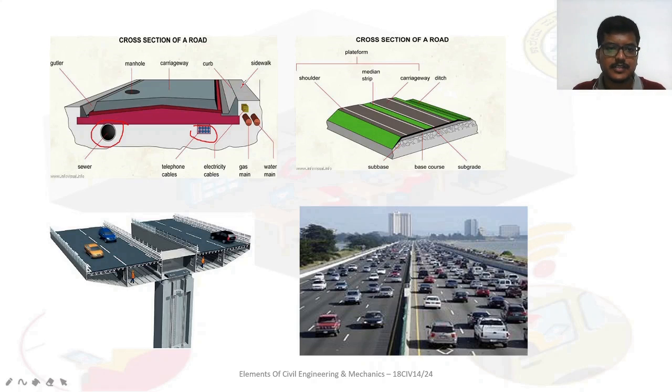This is the sidewalk, this is called the curb. The carriageway is the one where the vehicles move. Where any sewer is there, a manhole is provided on the surface of the road to connect to that sewer. The road may be single lane or double lane, depending on whether it is a national highway, a state highway or a village road. Everything is dealt with in transportation engineering.